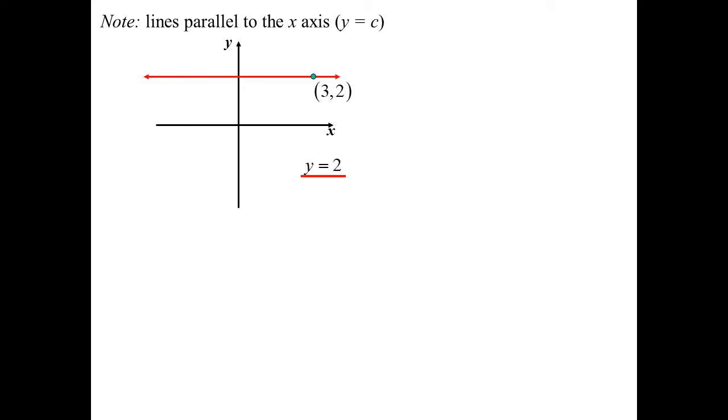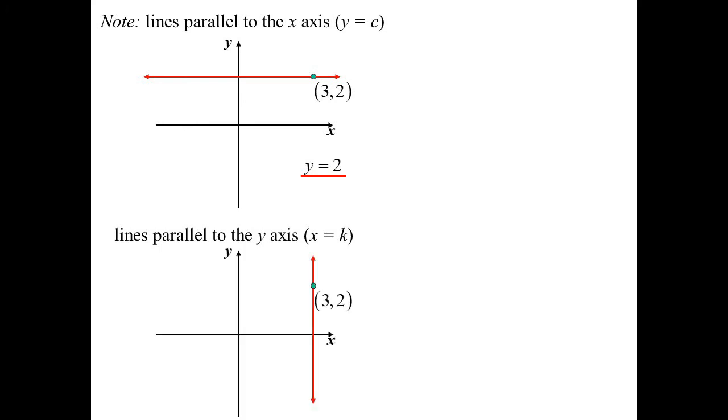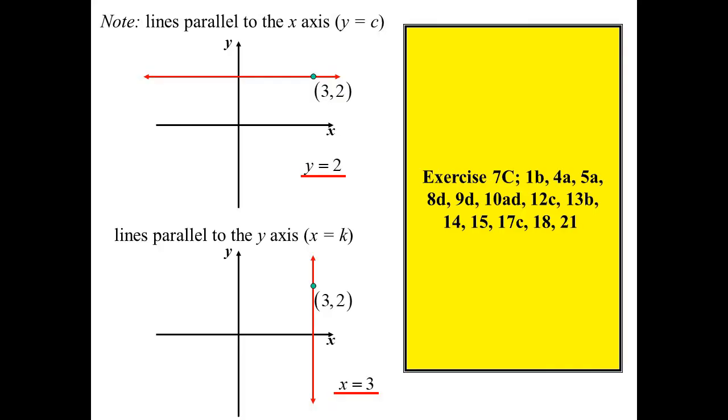Parallel to the y-axis, we'll have x equals k, some constant number. That's a little bit harder to rationalise with y equals mx plus b, because how do you get x equals k from y equals mx plus b? So the point's (3, 2). So that one, x equals 3. All right?